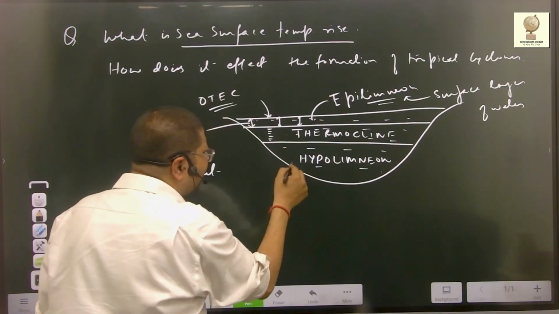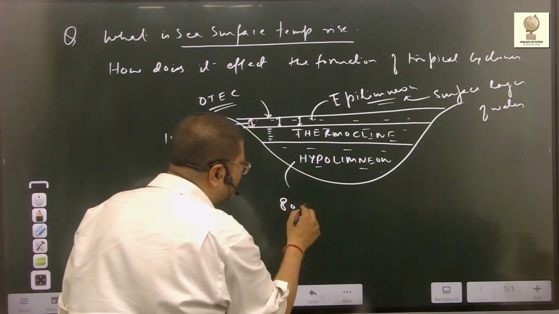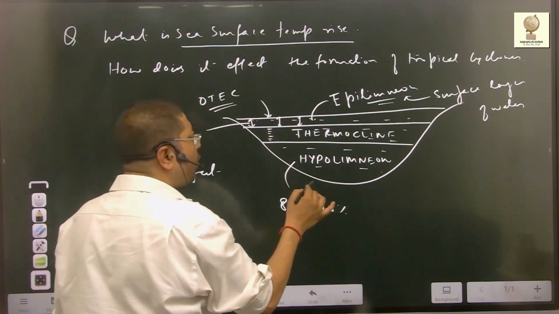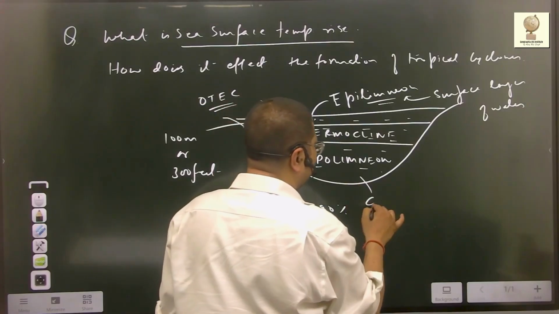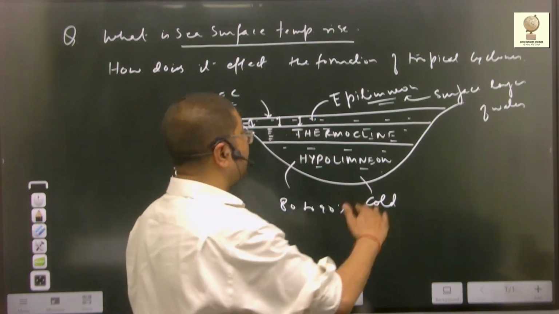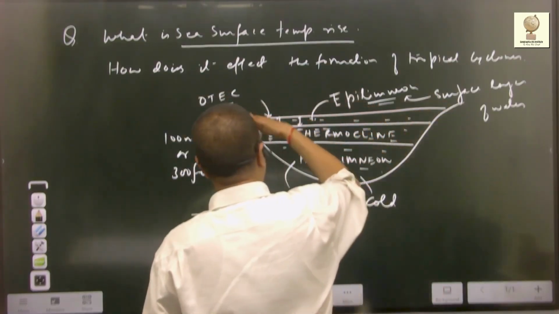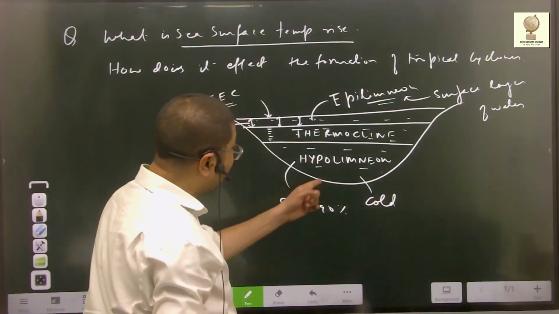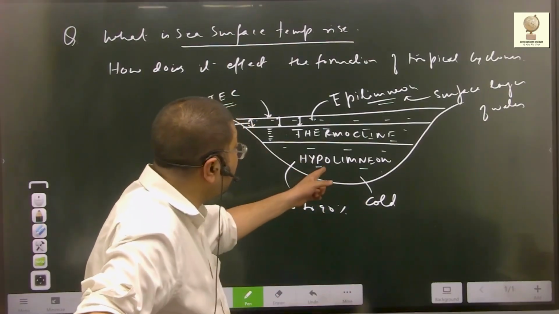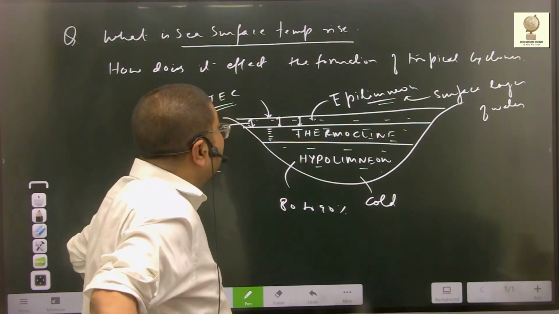और जो बॉटम की लेयर है, it accounts for 80 to 90% of sea water. This is the cold uncirculating layer, static. Because of ocean current, it is the epilimnion where the water continues to move. Hypolimnion accounts for 80 to 90% of the volume of water. It is the cold uncirculating layer.